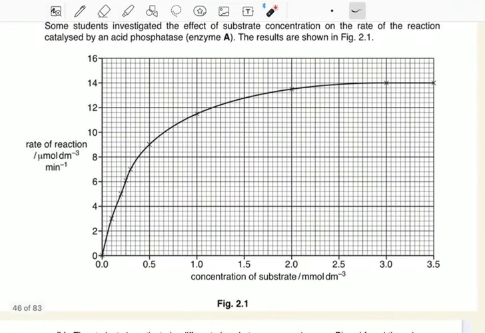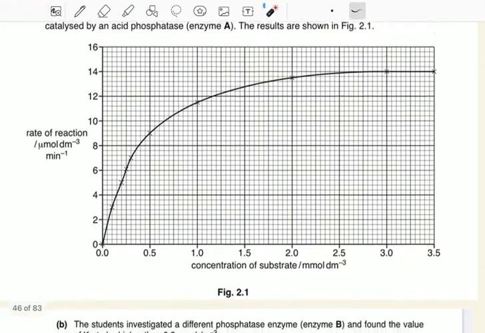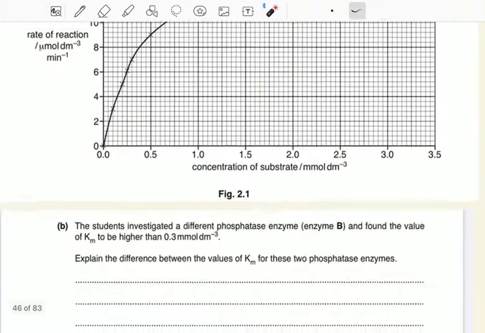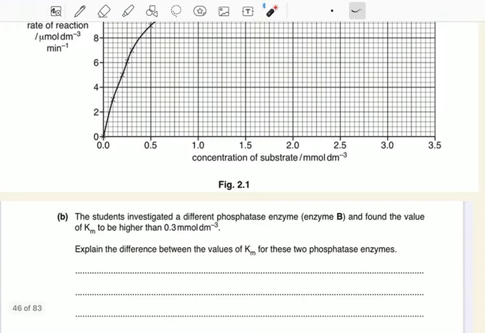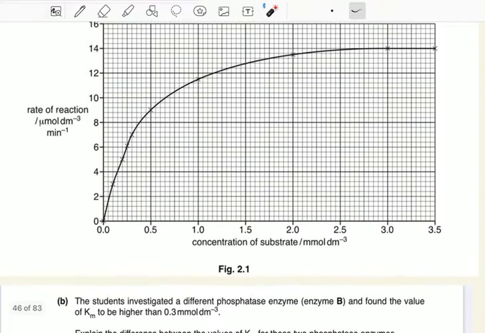And you can see a typical वो जो graph आपका आता है जो initially increase हो रहा है, then the rate is slowing down and finally it reaches a plateau. Let's see what the question has to say. The students investigated a different phosphatase enzyme, enzyme B, and found the value of Km to be higher than 0.3 millimoles per decimeter cube. ठीक है?